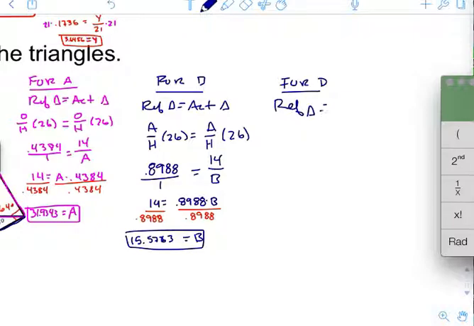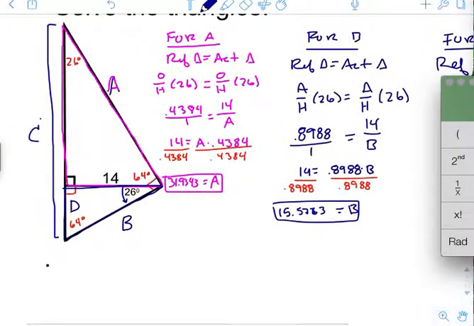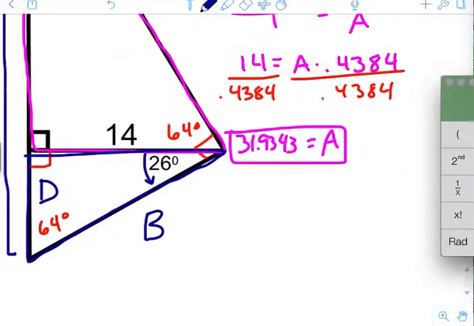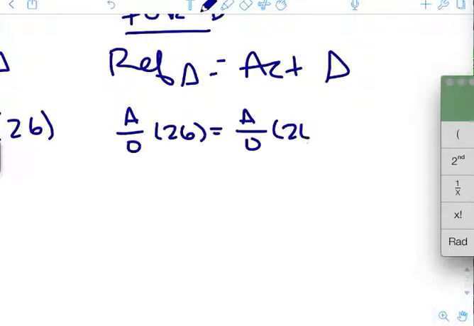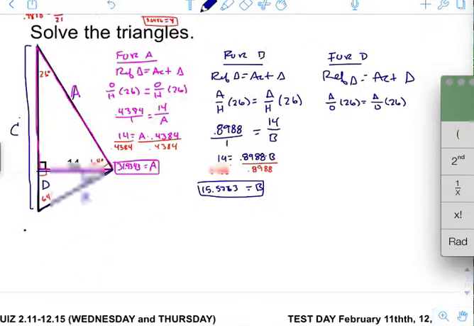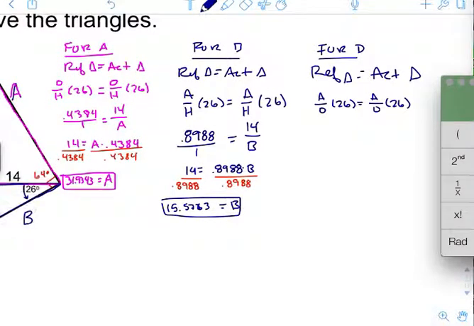Reference triangle is equal to my actual triangle ratio, which of course is true for all similar triangles. We're going to use 14 again. I'm going to stick with 26, so that makes 14 still my adjacent. D in this case is my opposite. So let's go adjacent over opposite for 26 degrees. And I could have reversed those, but that's just the one I chose. Now my actual triangle, my adjacent is 14. My opposite is D, which I'm trying to find.